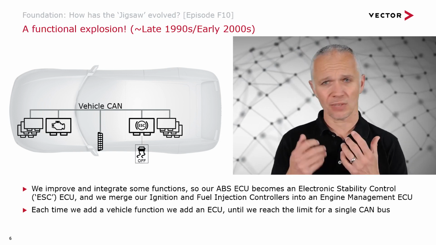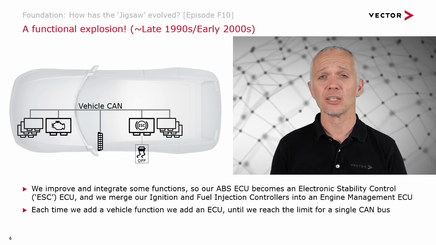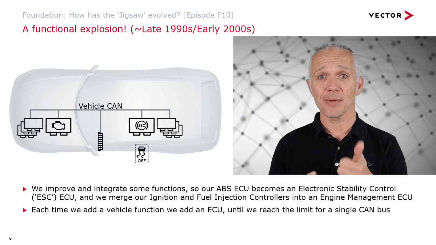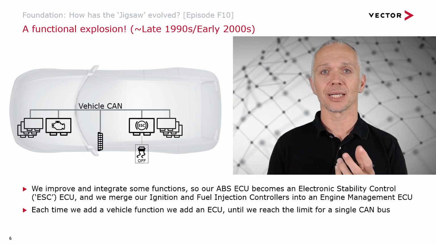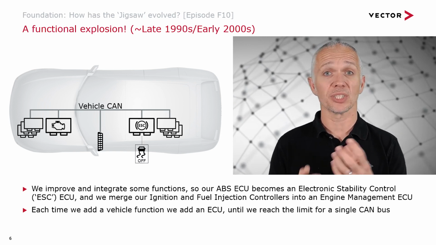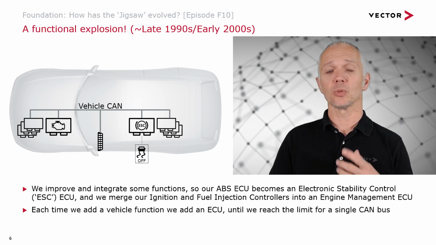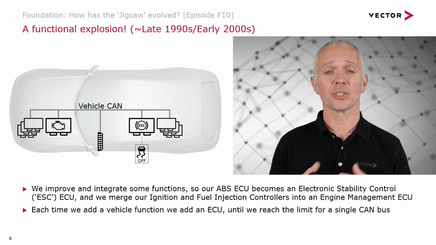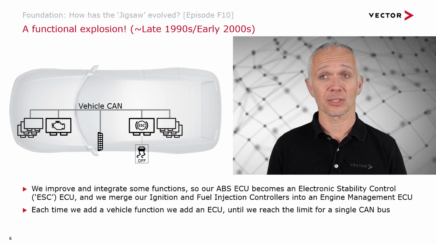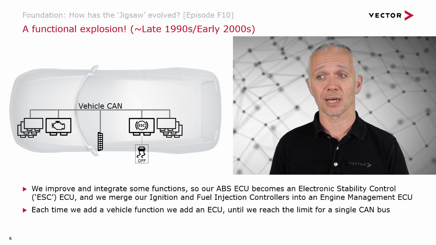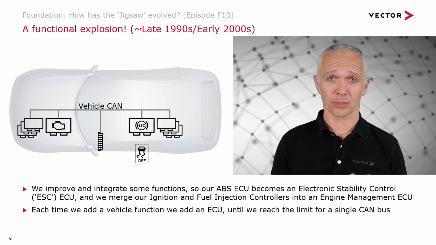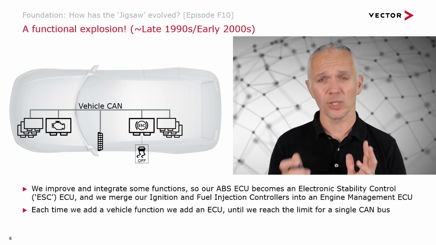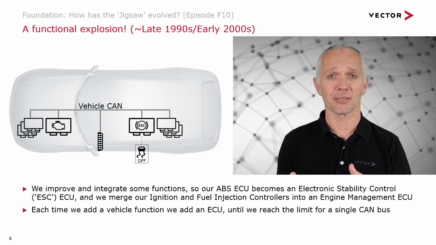Now, there are two limits we may need to consider here. Firstly, there is a limit to the number of connections we can make to a CAN bus in terms of number of sending and receiving devices. And also, of course, there's a limit to the amount of data that we're actually able to send via a single CAN bus. And if we hit either of these, we've hit the limit for a single CAN bus. And at this point in time, we need to do something a bit different.